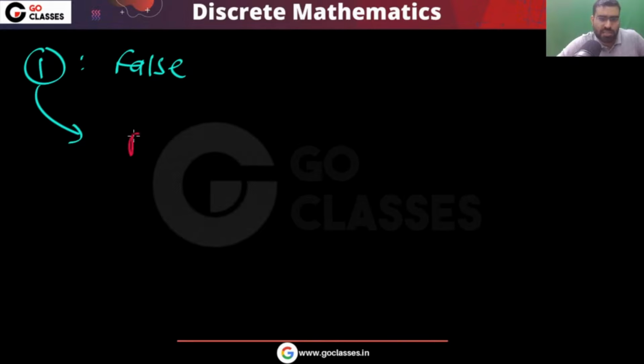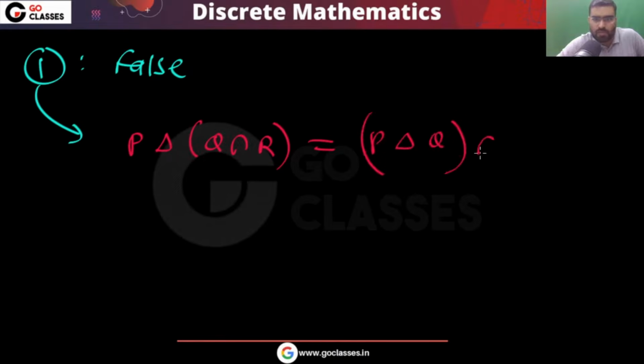So what is this option A? Actually, we have seen this option 1. Let me tell you, this is false. This option A was saying that P symmetric difference Q intersection R is the same as P symmetric difference Q intersection P symmetric difference R. So this is false.